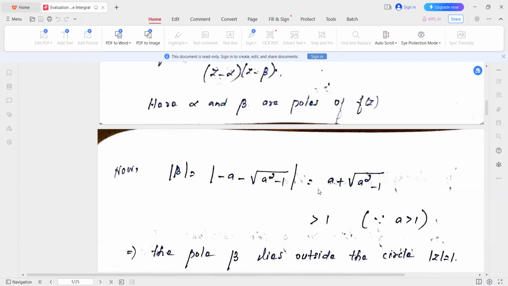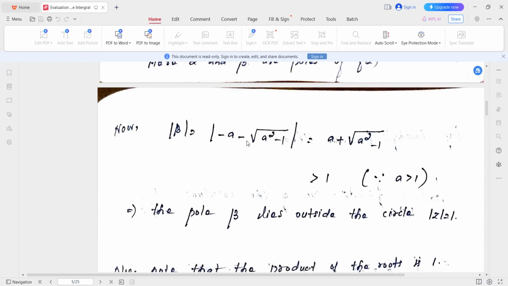Okay. So now we have the region mod z equal to 1. Next, we are going to find whether these two poles lie inside the region or outside the region. For that, take the modulus of beta. What is the modulus of beta? It is equal to minus a minus square root of a square minus 1, which is equal to a plus square root of a square minus 1. But given that the value of a is greater than 1, the modulus of beta is obviously greater than 1. Which means the pole beta lies outside the region.